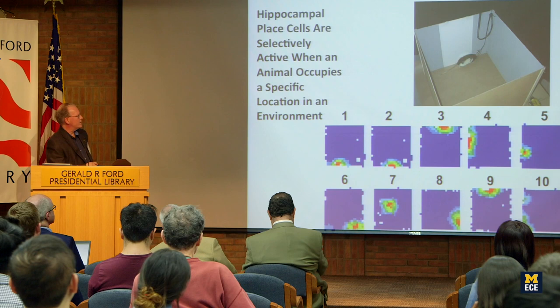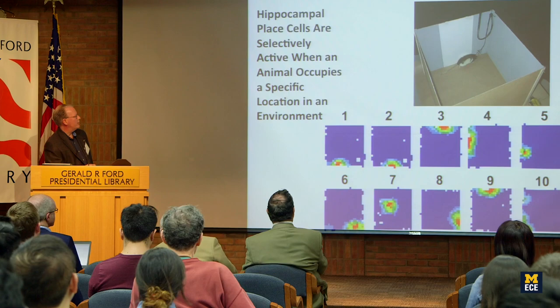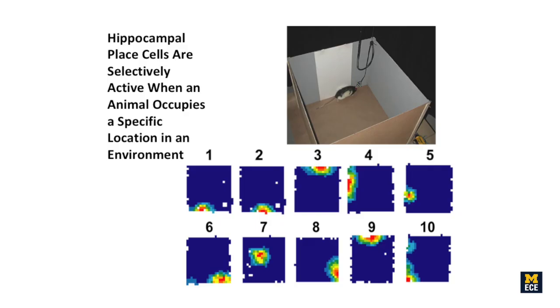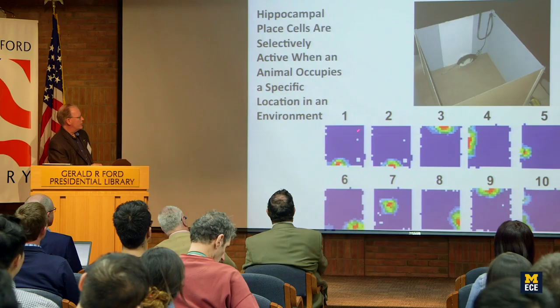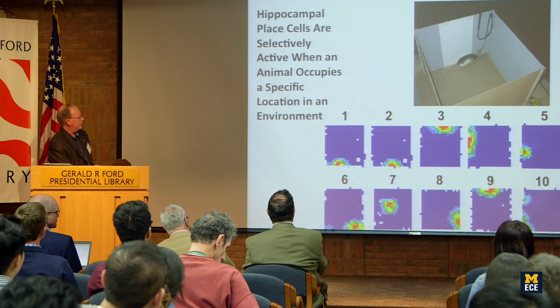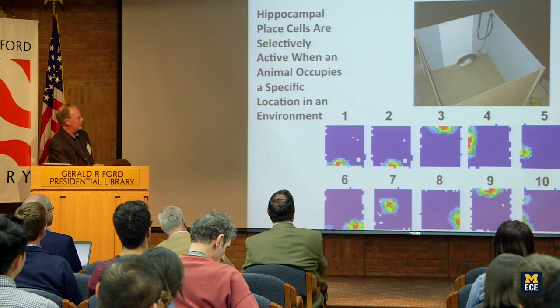Just for people who don't know, these were the cells that were discovered by John O'Keefe and Jonathan Dostrovsky in 1971. This is data from my lab, but what they showed many years ago is that if an animal is walking around in an environment, just like a square chamber like this with a single white cue card, and you record from CA1 cells of the hippocampus, as well as other cells in other regions of the hippocampus, you find that they fire when the animal occupies specific locations. So here's an example of 10 different cells. This blue diagram here is just a representation of the floor of the box. Blue indicates regions where the cell is silent, and the color code shows regions where the cell is highly active.